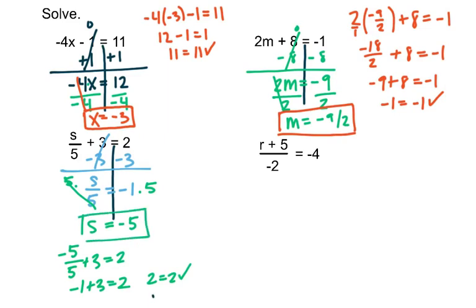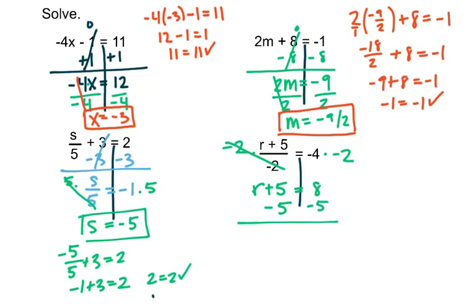Final one. This time, I have r plus 5, then dividing that by negative 2 should give me negative 4. So to undo that, dividing by negative 2 first, I'm going to multiply by negative 2. So negative 2 divided by negative 2 is really a 1. So we're left with r plus 5 is equal to positive 8. We can do the inverse of adding 5 to get rid of it. 5 minus 5 is 0, so we're left with r equals a positive 3.